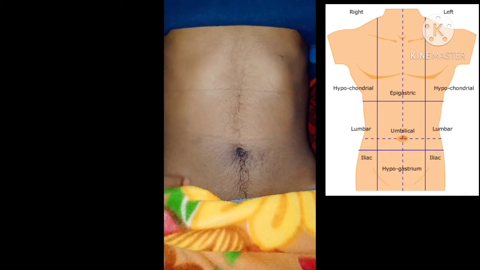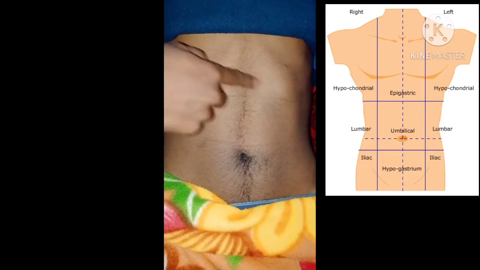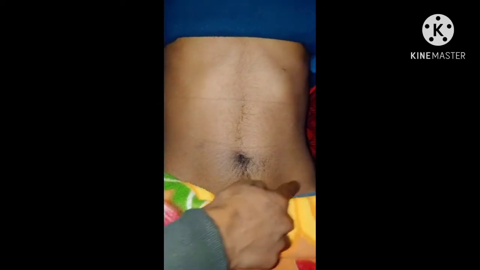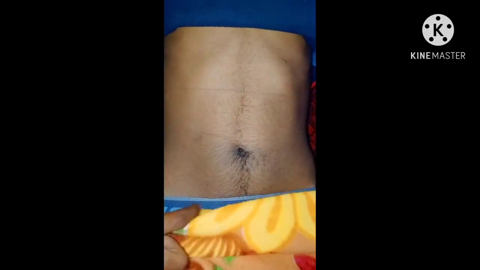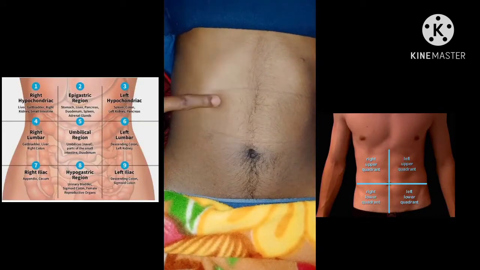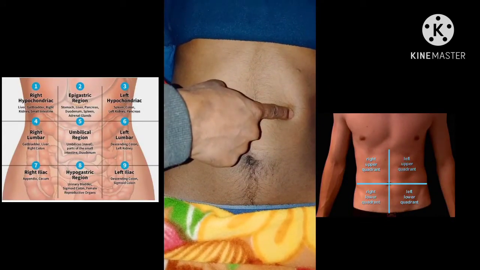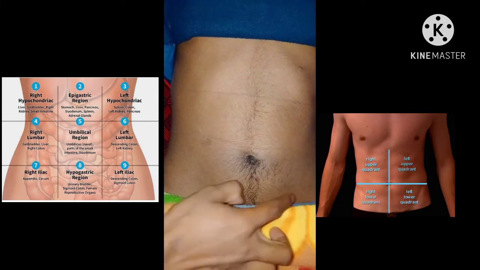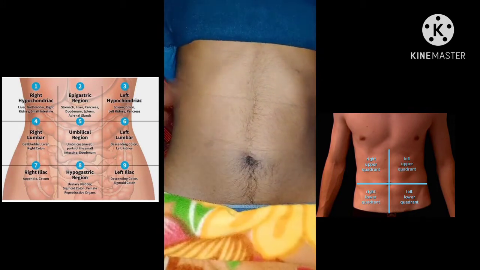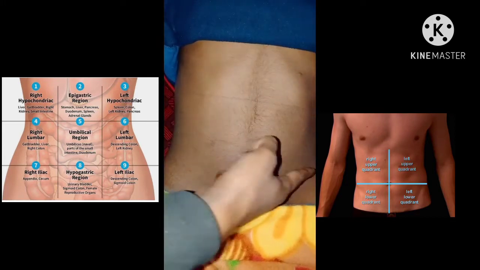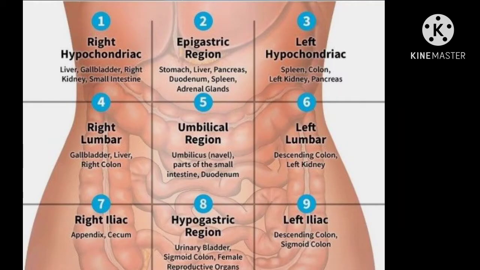Abdominal anatomy. It starts from the lower border of the diaphragm and extends up to the superior border of the inguinal and pubic ligament. It is divided into four quadrants, that is right upper quadrant, left upper quadrant, right lower quadrant and left lower quadrant, and into nine regions, that is right hypochondriac region, epigastric region, left hypochondriac region, right lumbar region, umbilical region, left lumbar region, right iliac, hypogastric region and left iliac region.